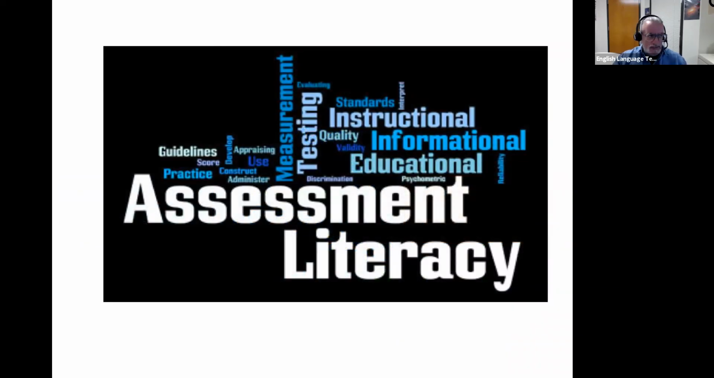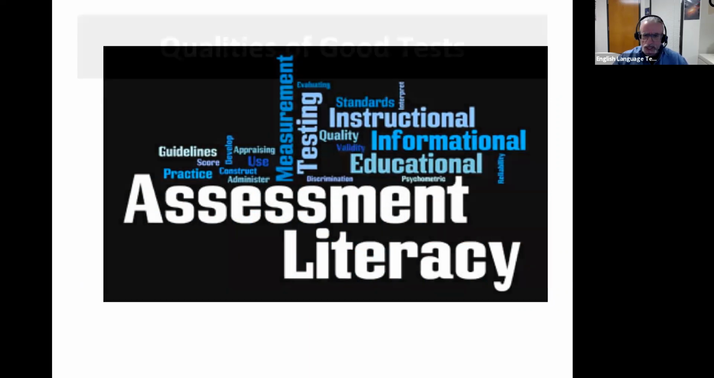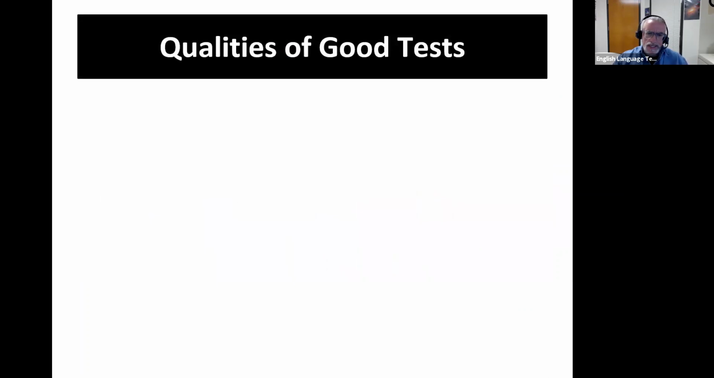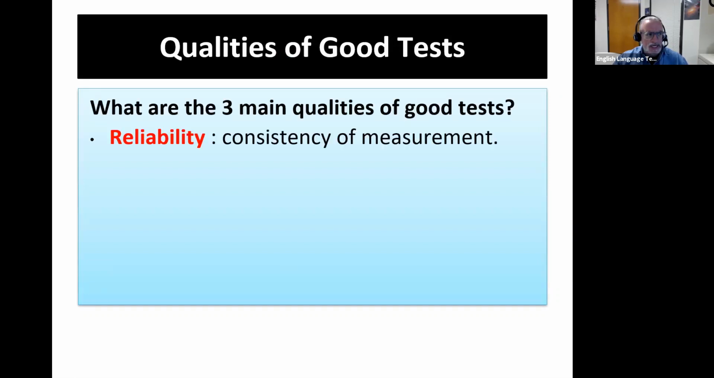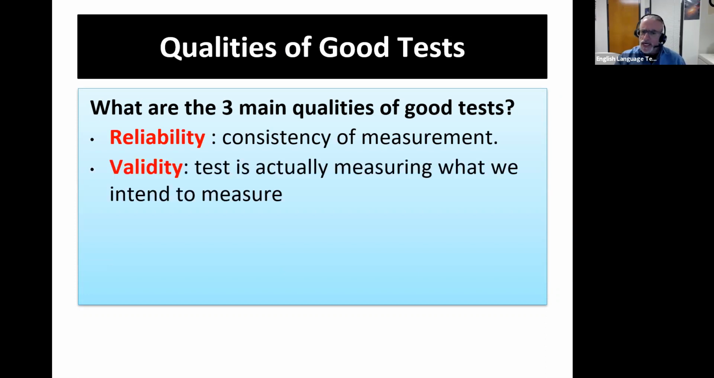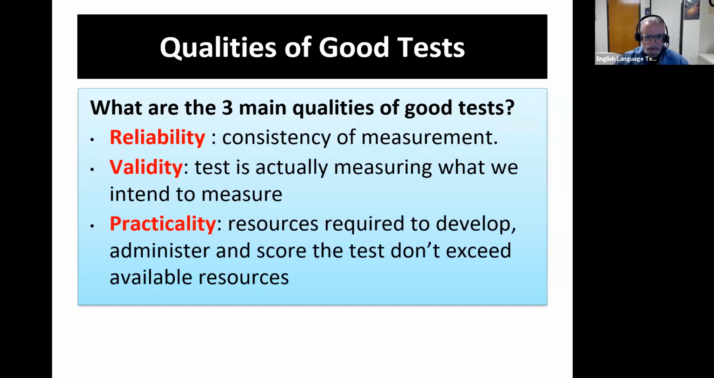The assessment literacy webinars are about promoting good practices related to assessment. Just a reminder of a couple of things, because they're connected with what we're talking about today with test security. You now know the main qualities of good tests. We have reliability, where we're concerned with consistency of measurement, and validity, where we're actually measuring what we intend to measure. The other point about validity is that the decisions made based on test results and test scores are also valid and good. That's an element of validity. And then practicality is just that the resources are available to administer and score tests.